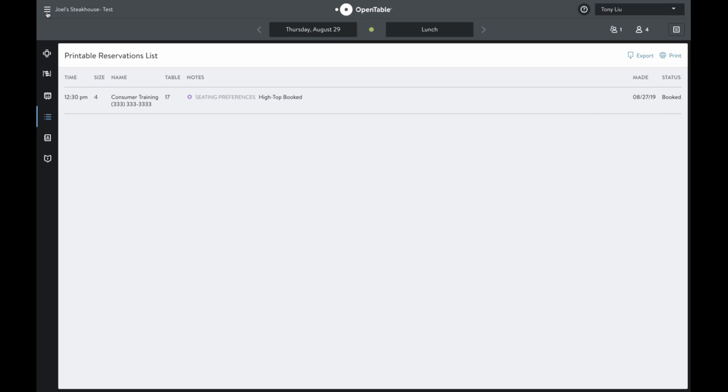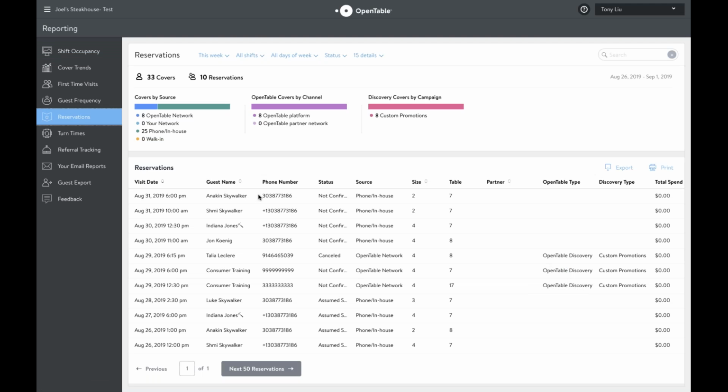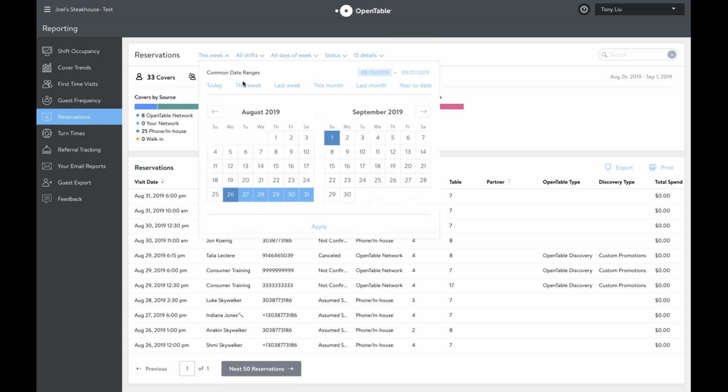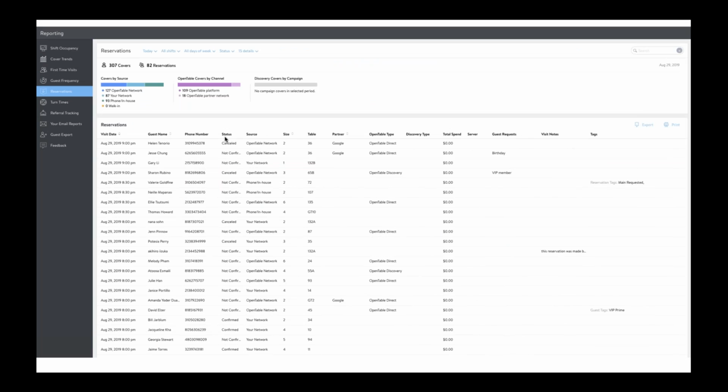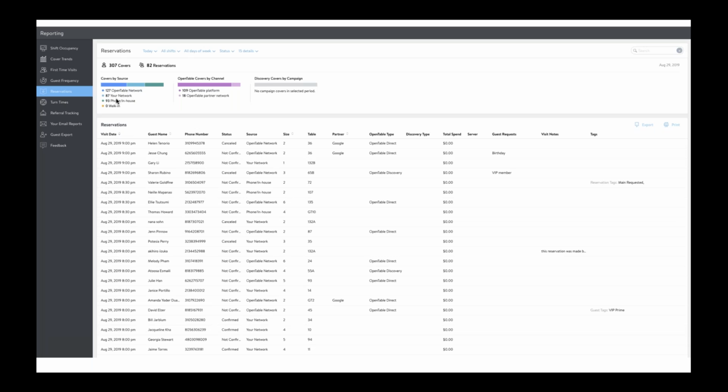But when you look at the reporting side of reservations, it goes in depth into all the reservations that you have. Let me just show you this reporting. Say I wanted to show my reservations for today. These are 307 covers for today, 82 reservations, and it breaks down the sources: covers by source, OpenTable Network, phone, walk-ins, and then it breaks it down by channel as well, the different partners that we have, OpenTable Platform and OpenTable Partnership.